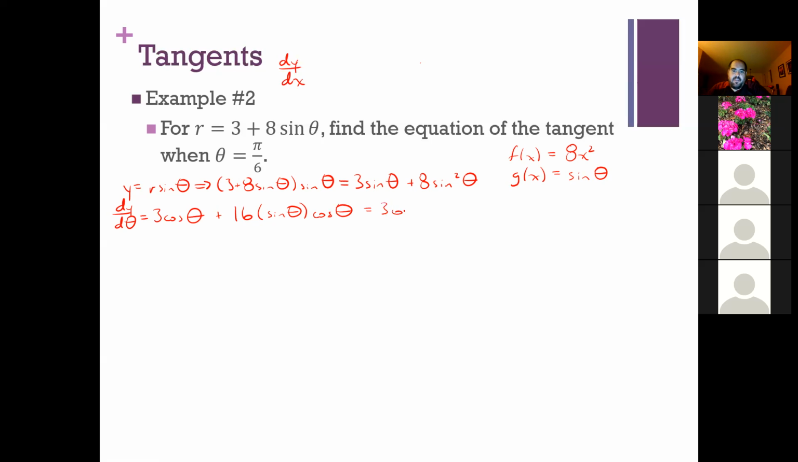So that gives me 3 cosine theta plus 16 sine theta cosine theta. And like what usually happens, I got a double angle identity going on here. So I get 3 cosine theta plus 8 sine 2 theta. So there's dy d theta. Let's also do the same thing to get dx d theta.